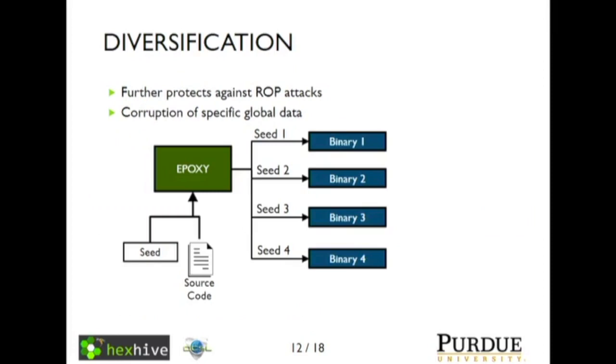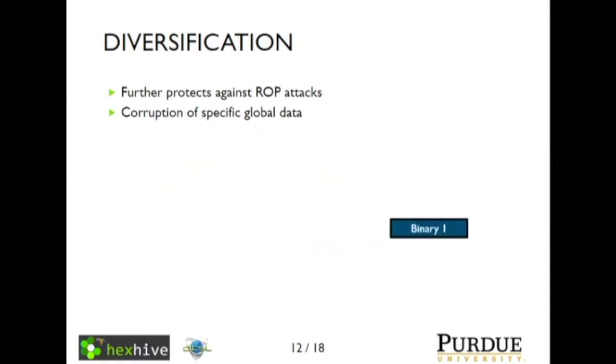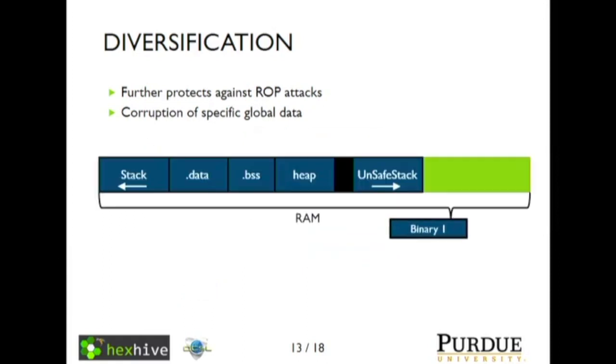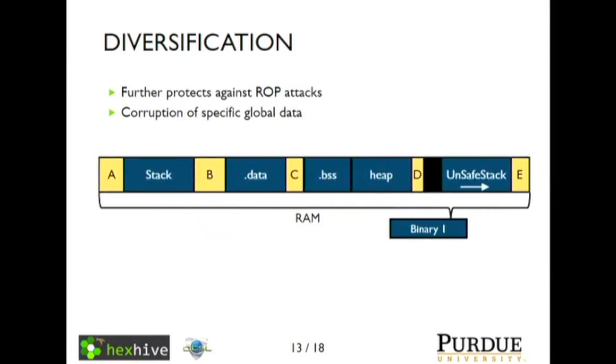The last protection we apply is diversification. This protects against code reuse attacks and corruption of specific global variables. So EPOXY is given a seed when you compile an application. Based off that seed, it produces a unique binary, and that binary applies diversification in a couple ways. So first, to RAM, we have our layout here. What you'll notice is that while these systems are really constrained, this green area of memory is unused, but can be used. So what we do is we break that up into 5 sections, distribute those 5 sections throughout the rest of the application, providing random offsets to all of the regions.